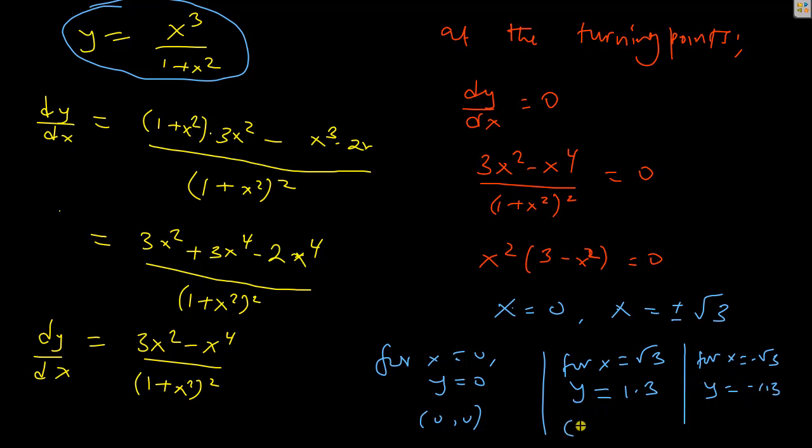So I have here positive root 3, 1.3, that's a point, and negative root 3, negative 1.3. I now have the 3 turning points for this curve, but I don't know if these turning points are maxima, minima, or points of inflection. So I'll investigate that on the next page. Let's get the nature of the turning points.